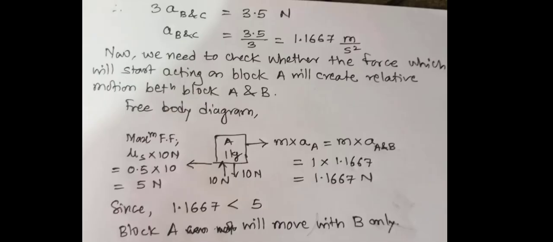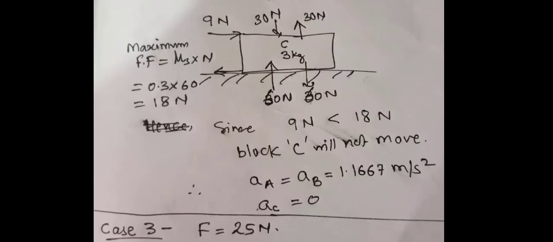Now we need to look at the free body diagram of block C. Block C will experience a frictional force from the lower side of block B. Because block B is now moving on block C, block B will experience a 9 Newton force on the left side, as well as an equal and opposite force experienced by block C. So 9 Newton will be applied here, and this will try to move the block.